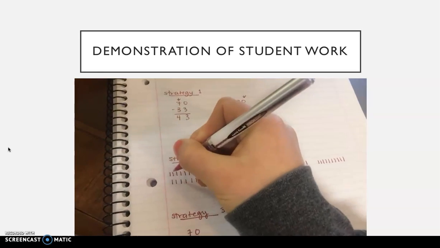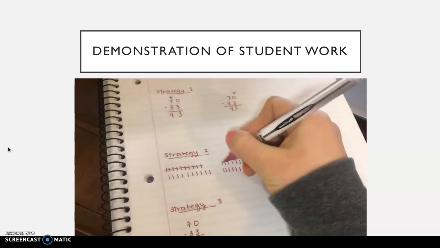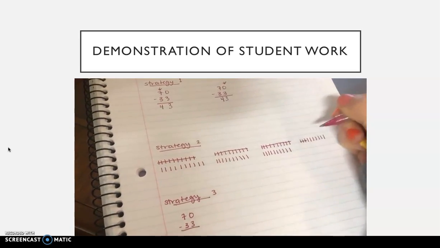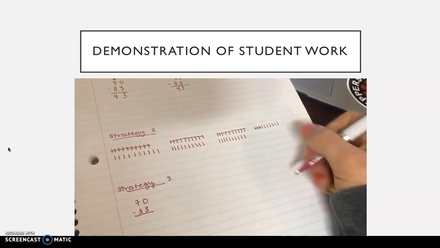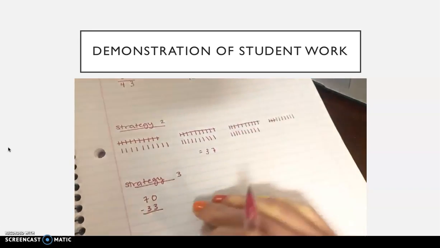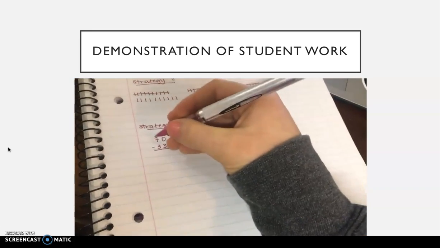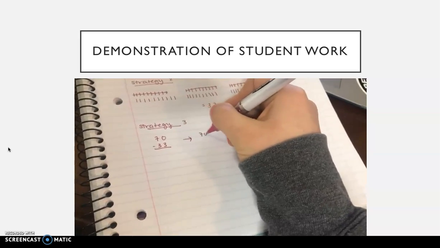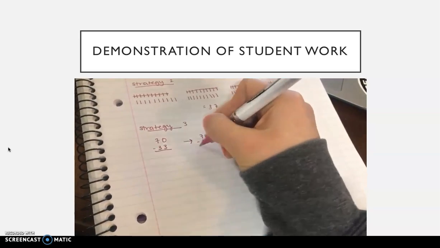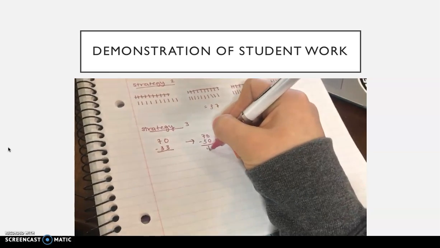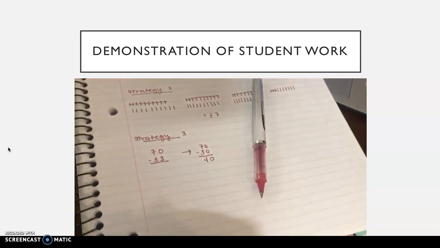In the second strategy, I grouped by tens just for ease of this demonstration. Most students just tallied out 70 in a row. And so students had to cross out in the strategy 33 tallies or circles and then count the remainder, which was 37. In the third strategy, students changed the math problem to 70 minus 30 for ease of subtraction to get 40. In order to get the correct answer, kind of like I said in the last slide, students needed to subtract 40 minus 3.